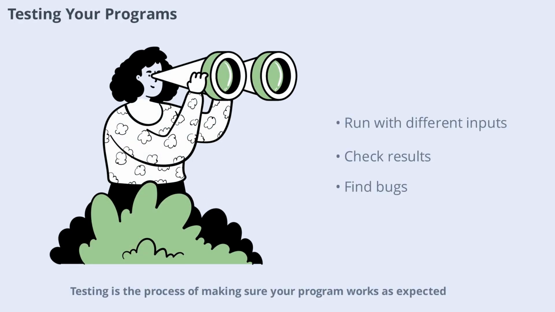Testing is the process of making sure your program works as expected. This involves running your code with different inputs and checking the results. Good testing helps you find bugs and ensures your program is reliable. In this scene, we'll introduce basic testing techniques and show you how to test your simple programs effectively.